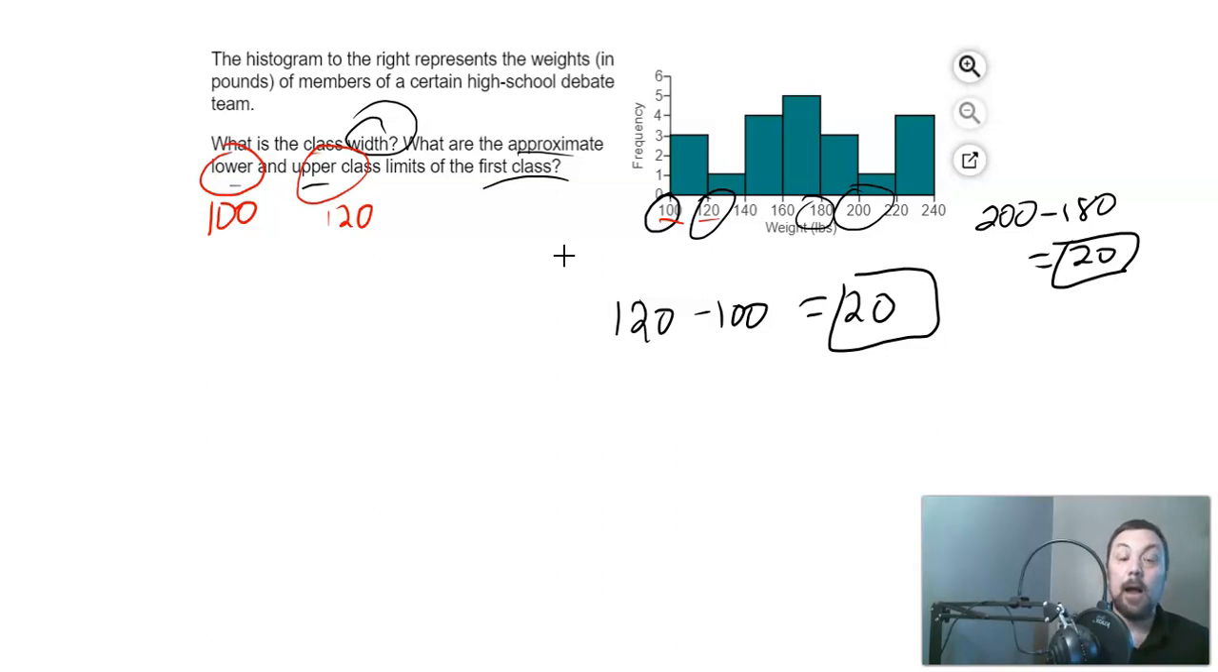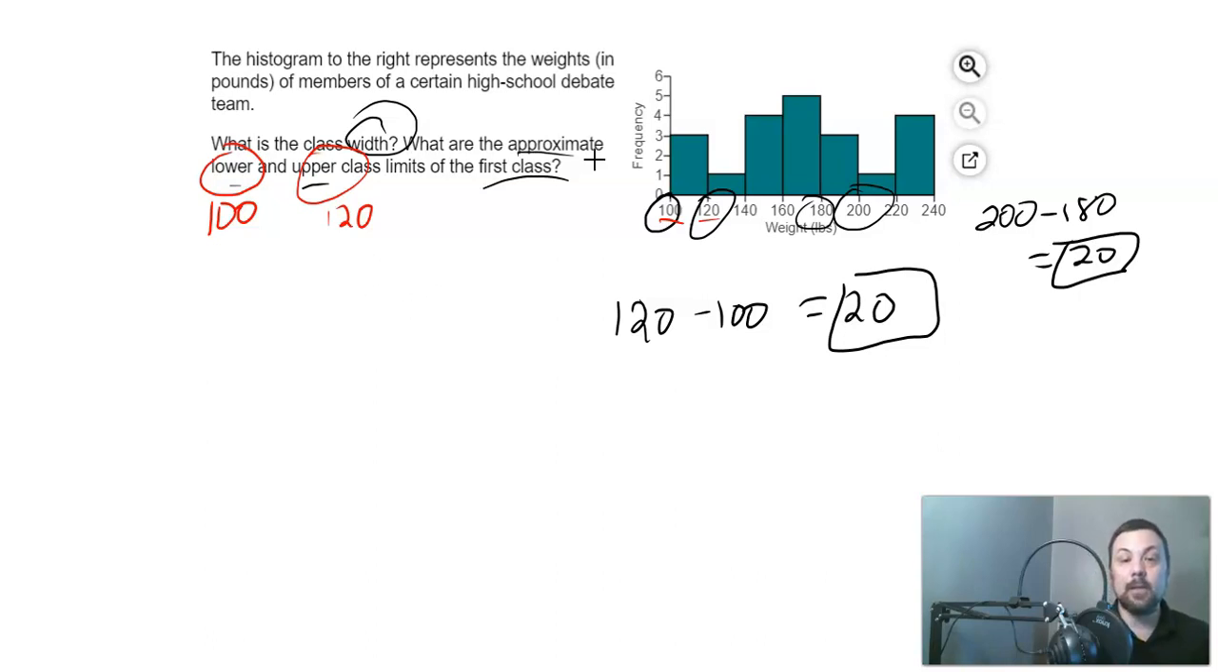Okay. It doesn't ask this, but I thought let's make sure we understand how to interpret these histograms. So I had one more question that I could think of that would be worth exploring, which is, what's the total number of students on this high school debate team?